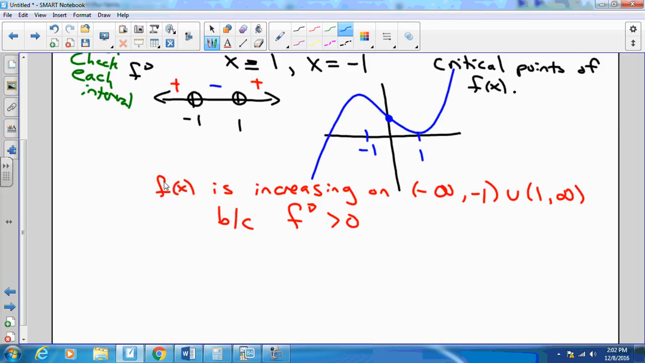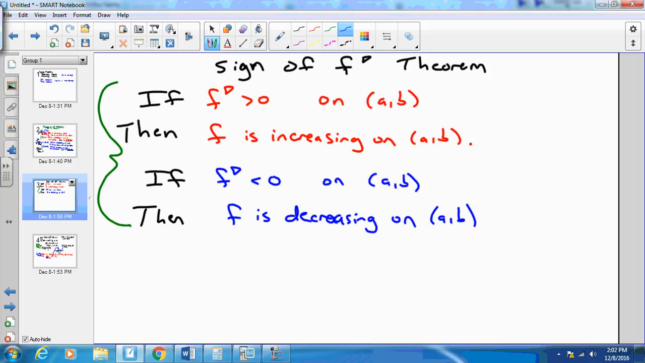That's it. This language that follows the word because, we call this justifying language. It gives a reason that we are able to say increasing, and that reason can't be because I know what the graph should look like. The reason has to be based in a theorem, and the particular theorem that we appealed to was the sign of f prime theorem, and look, we copied that exact language. Because f prime is greater than 0, that let us draw the conclusion that f is increasing. Does everybody see how the logic of that language works?